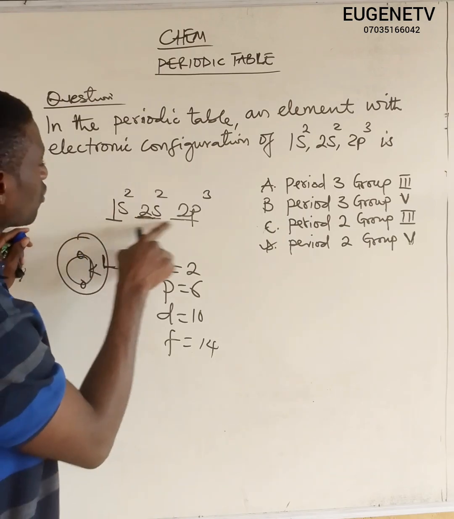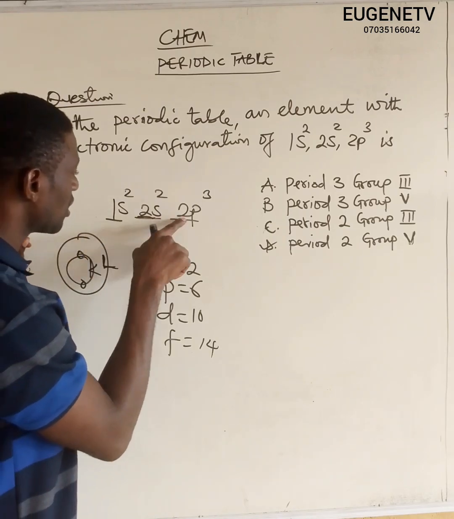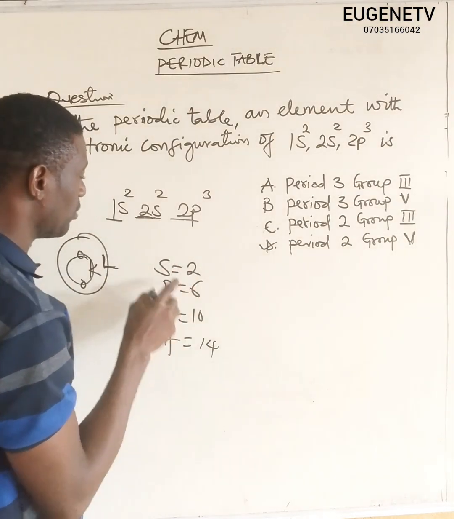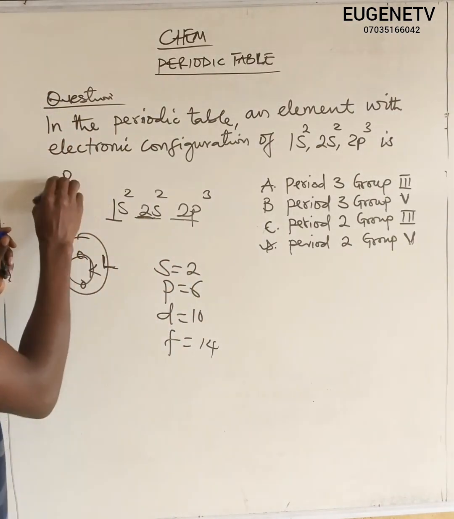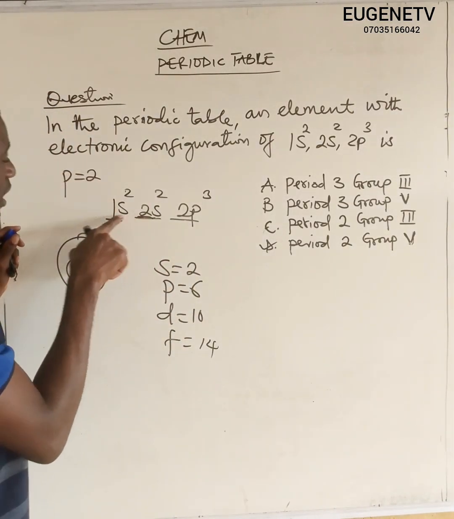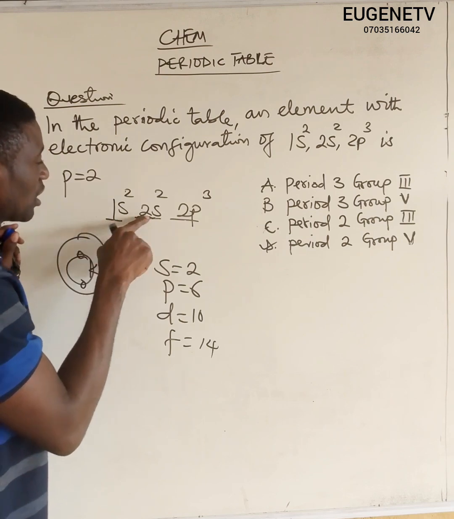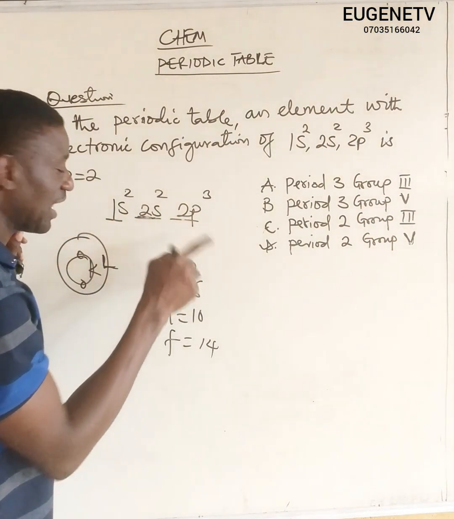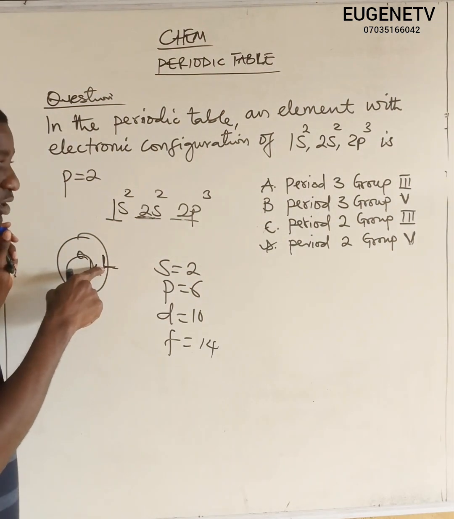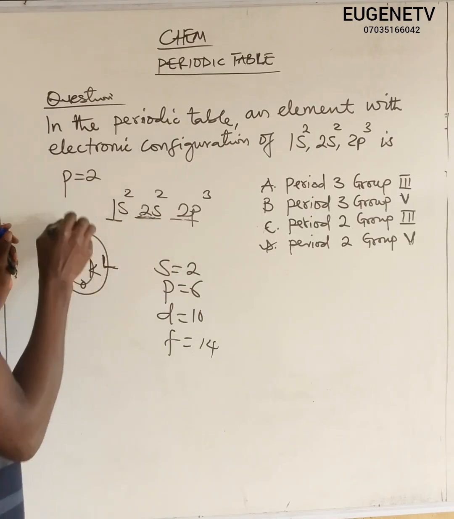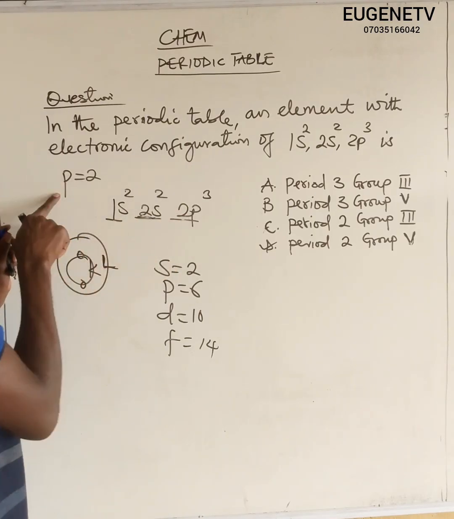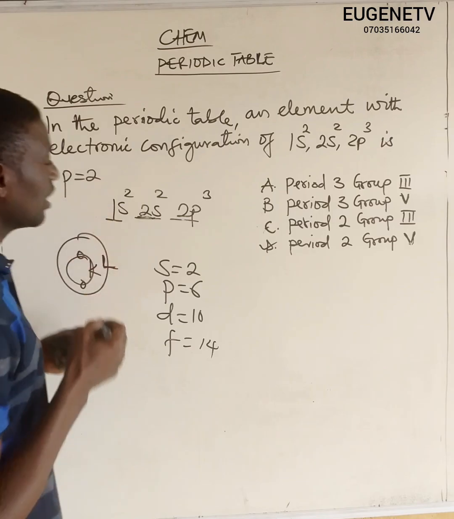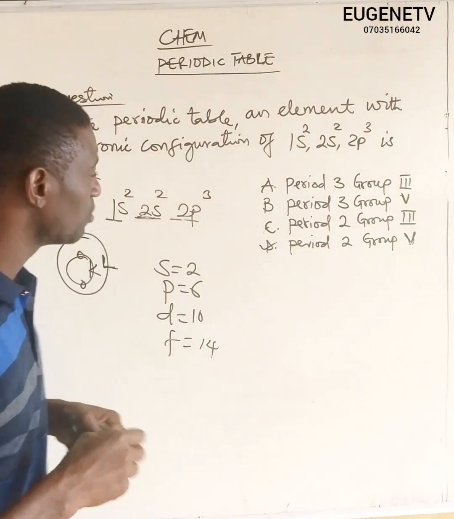Now, the number of shells here, which is 2, tells you the period, which of course means it is going to belong to period 2, because we have shell number 1 and shell number 2. These 2s and 2p are in the second energy level, which is L shell. So that accounts for the fact that it is going to belong to period 2. Then let us come to group. How do we know the group to which it belongs?